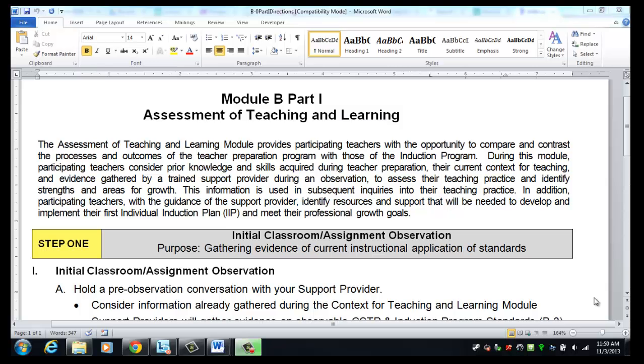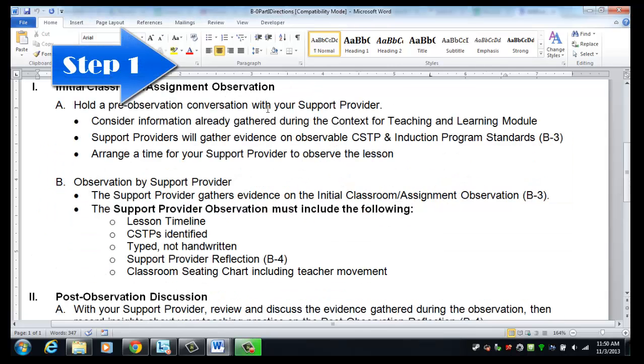We are going to look at document B3, which is the first observation. Here are the steps that should be taken in Module B, Part 1. You can notice Step 1, the support provider will arrange a date, time, and 1 lesson to observe. In the second step, in preparation for the lesson, the participating teacher will need to provide 2 things to the support provider. The first item, the participating teacher must create an official lesson plan to allow the support provider to follow along with the lesson. And the second item, the participating teacher will provide a seating chart to the support provider prior to the lesson.